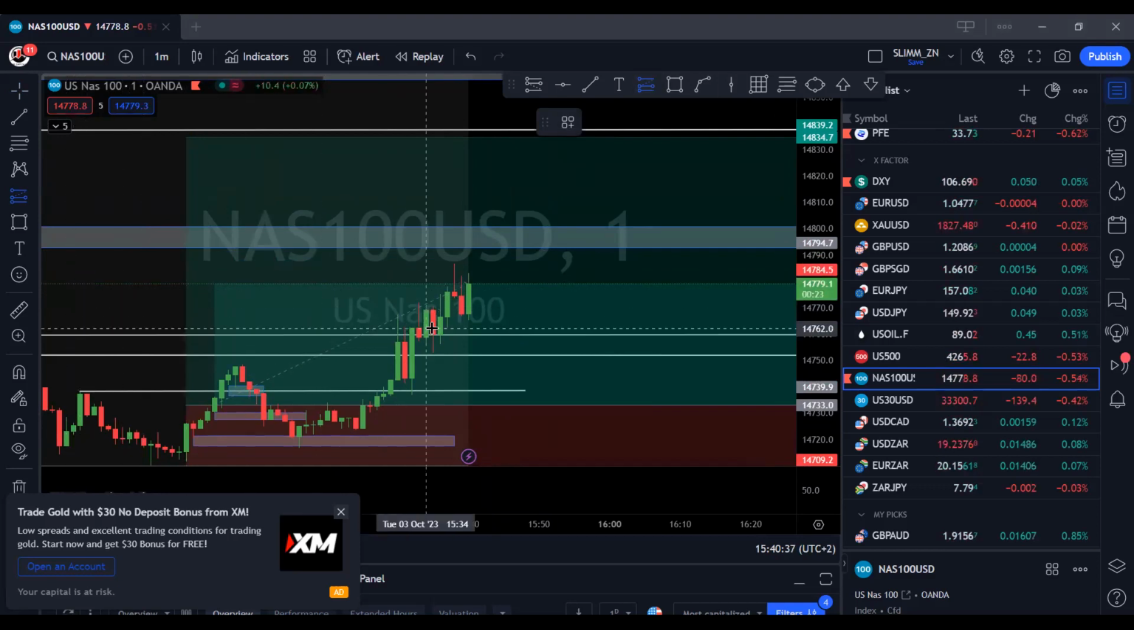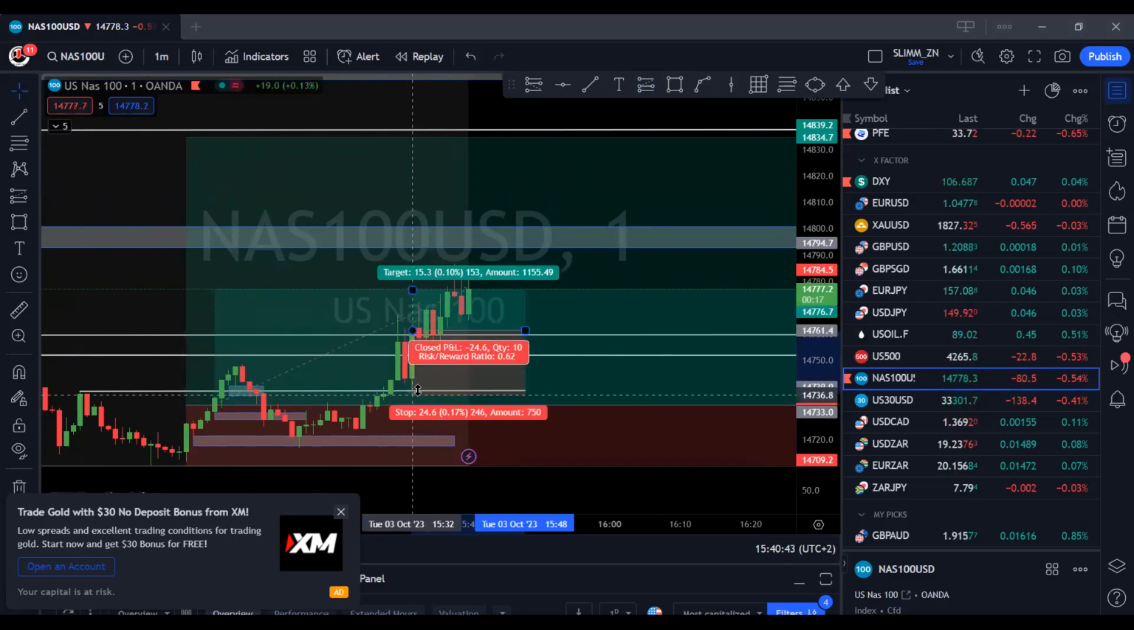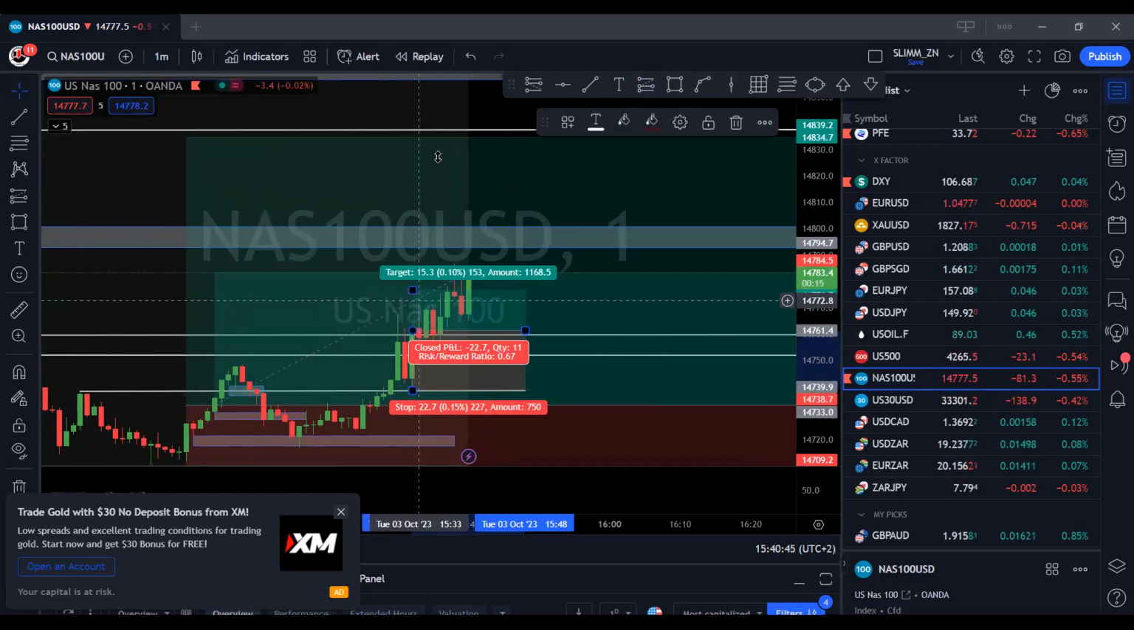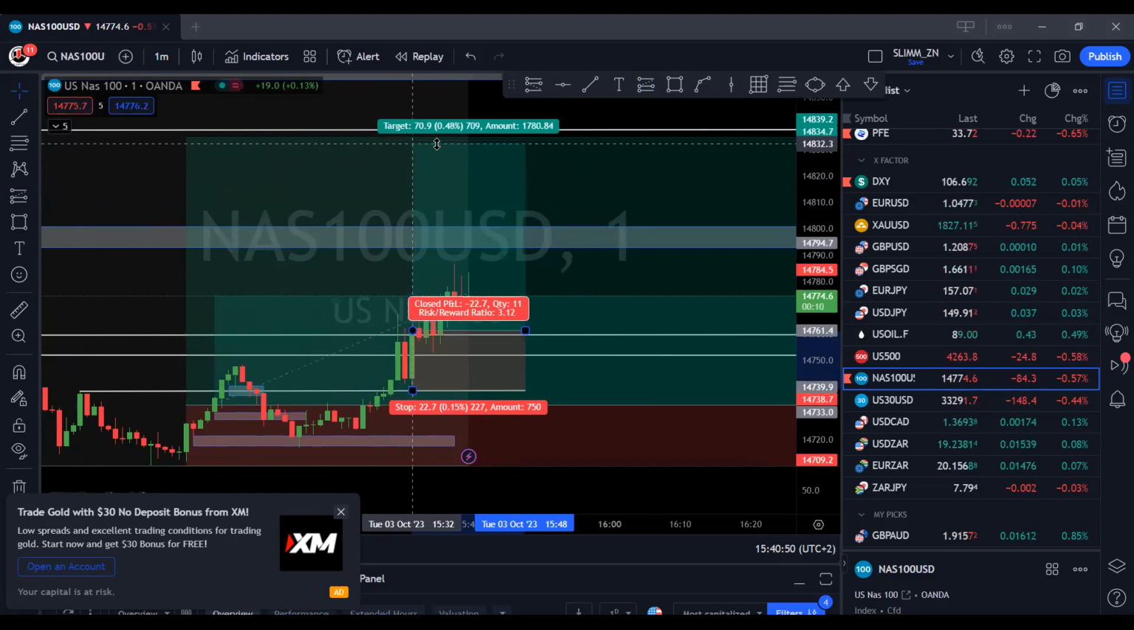14,760 on this particular broker, which is somewhere here. Okay, so we use this candle. This is the stop loss. We are currently on a 1:2. We're just going to aim for a 1:3 trade.